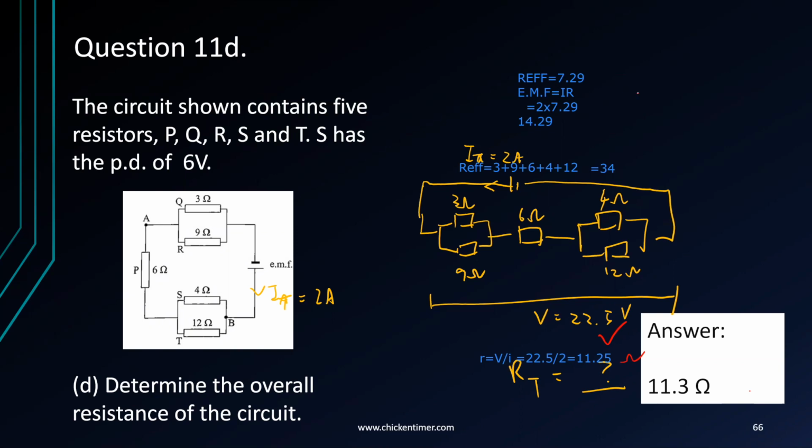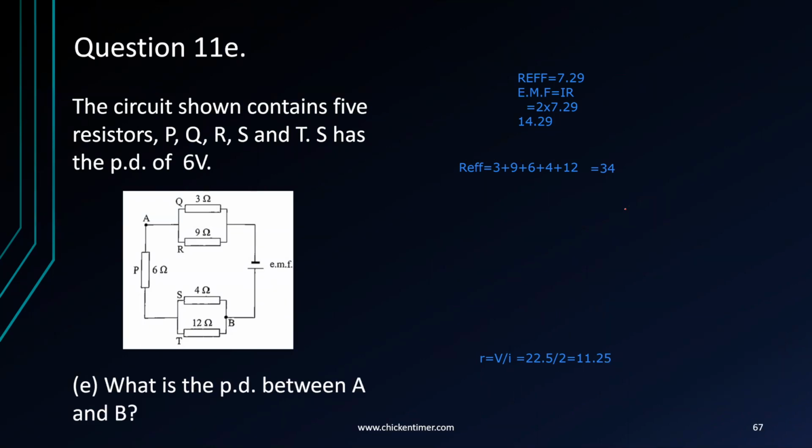If you want to use the R effective method, then you have to find the R effective of this. Then you have to find the R effective here, then series with this one, which has a longer working. You can do that, but the working is damn long. What is the PD between A and B? So just now you found that the PD here is 12 volts. Then B is here, which is 6 volts. So the PD between A and B is here to here.